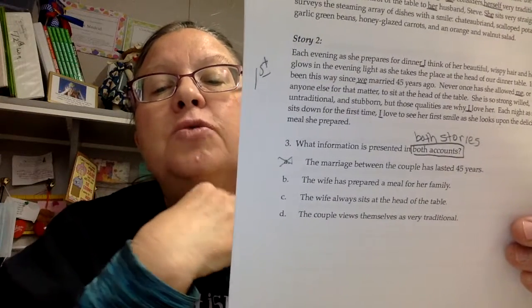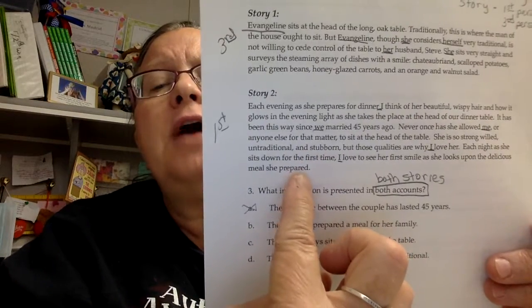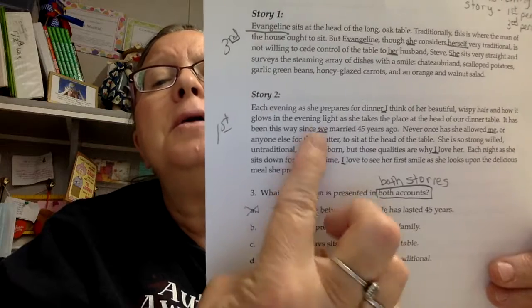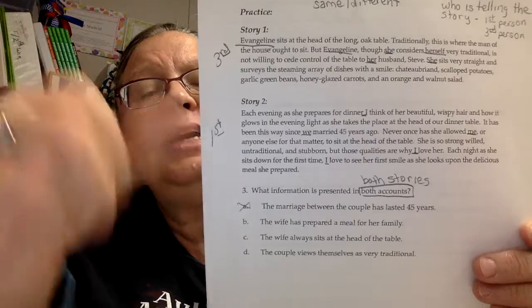Letter B says the wife has prepared a meal for her family. Second passage, it talked about how she prepared it. But this one just says she's looking at the food. So I know that B is out of here.